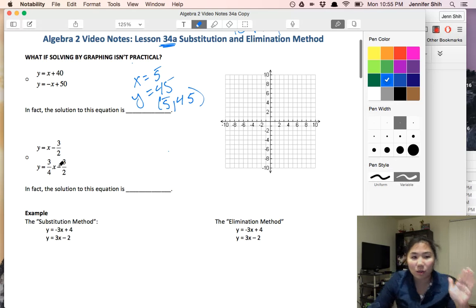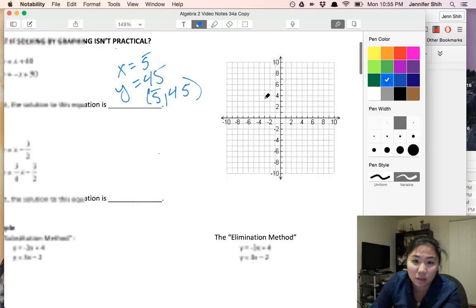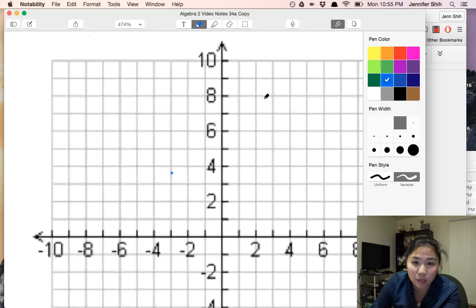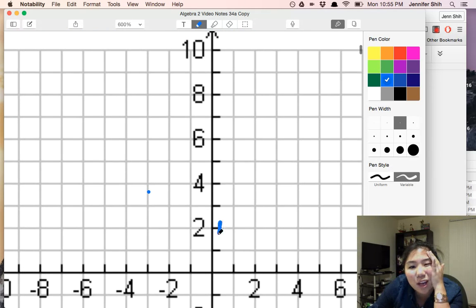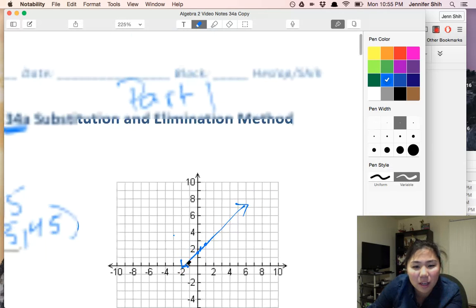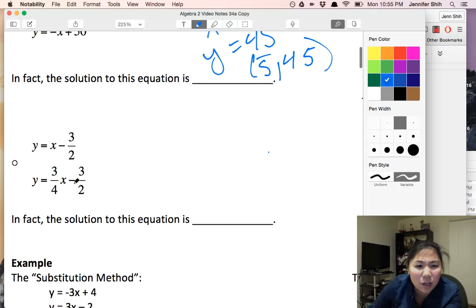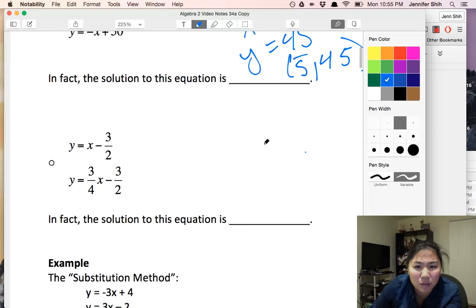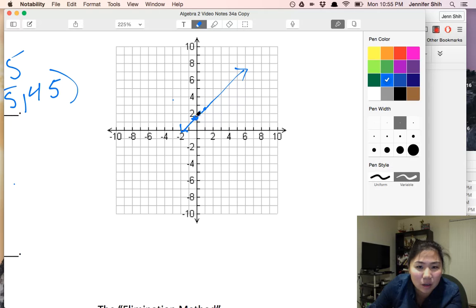Now let's take the second example, where we have y equals x minus 3/2, and y equals 3/4 x minus 3/2. Fractions are okay, that's not a big deal. Let's try to graph this. 3/2 is like 1.5. I'll rise 1, go over 1, something like this. Then let me graph the other line: I go up 3 and run 4.